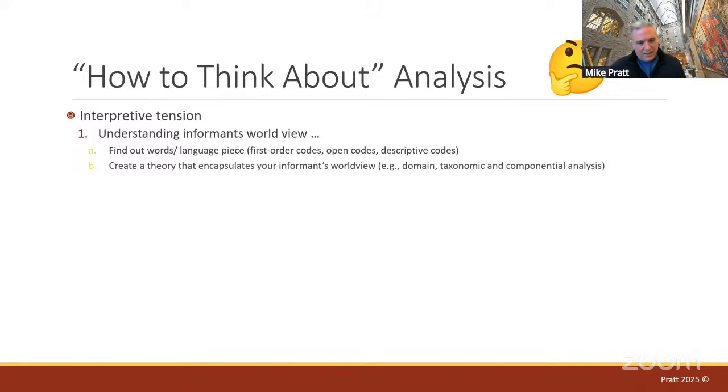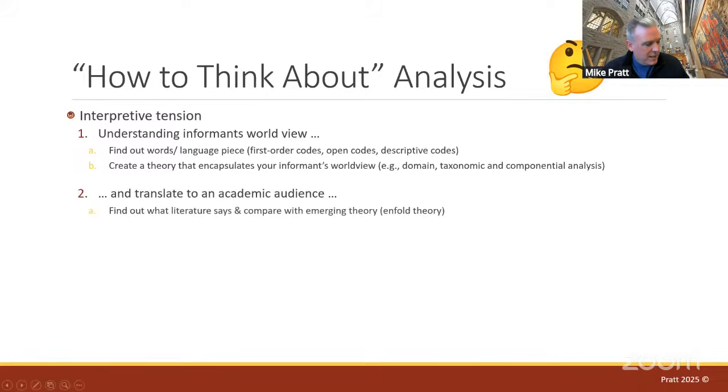And then the second thing is, you need to figure out how to actually come up with a theory of what's going on in the context. Not really theoretical, but a very contextualized theory from your data. And that comes from your domain analysis, taxonomic and componential analysis. Then you have to translate to a broader audience.